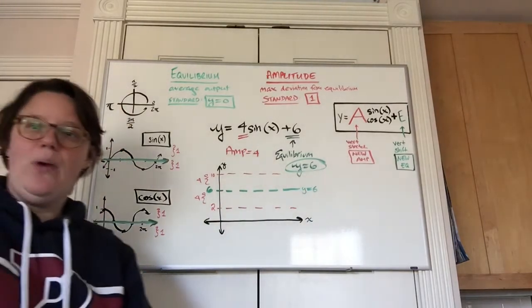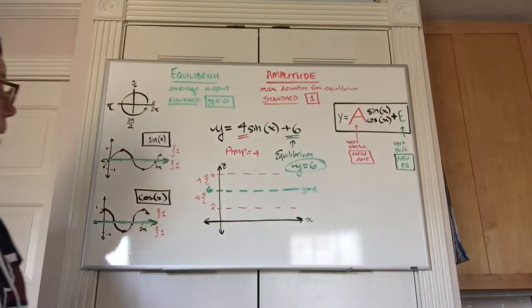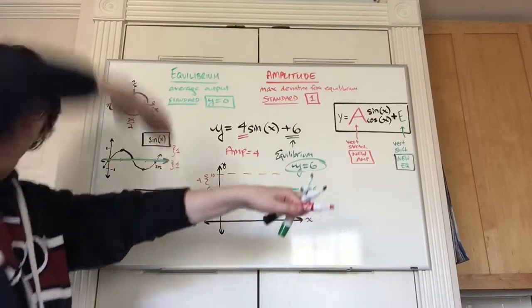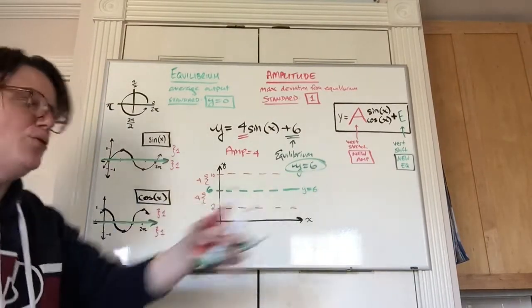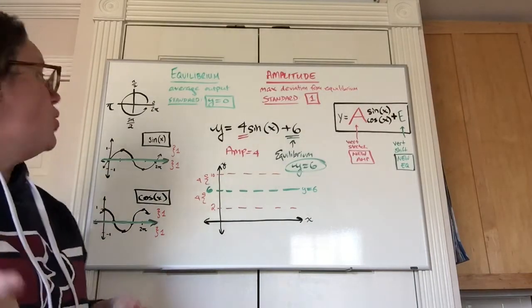So I want to draw a graph that instead of going up and down between -1 and +1, is going up and down between 2 and 10. The middle is at 6. You go 4 above to 10, 4 below to 2. The only other thing you have to think about is whether it's a sine wave or a cosine wave.